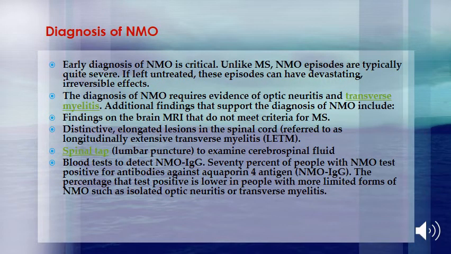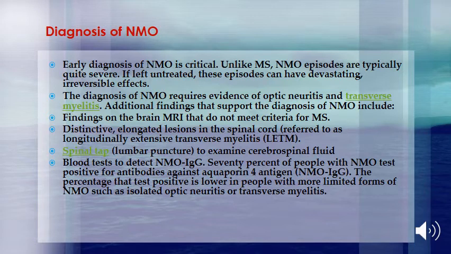Basically, the diagnosis of NMO requires evidence of optic neuritis and transverse myelitis. There are additional findings that support the diagnosis of NMO, like a longitudinally extensive lesion of the spinal cord. A longitudinally extensive lesion of the spinal cord means an elongated, extensive, longitudinal lesion affecting more than two segments of the spinal cord, which is seen on MRI.